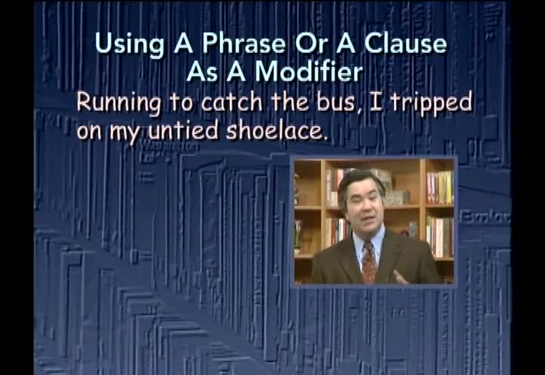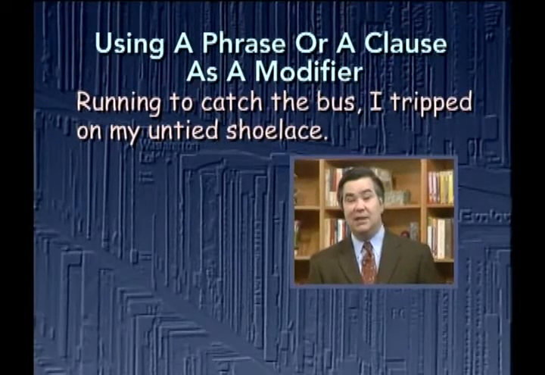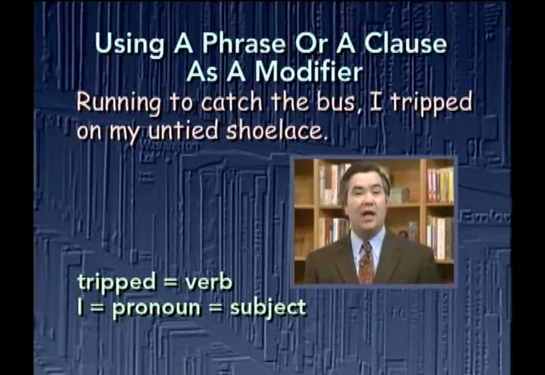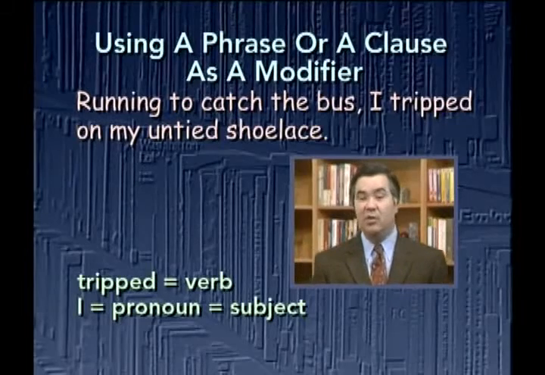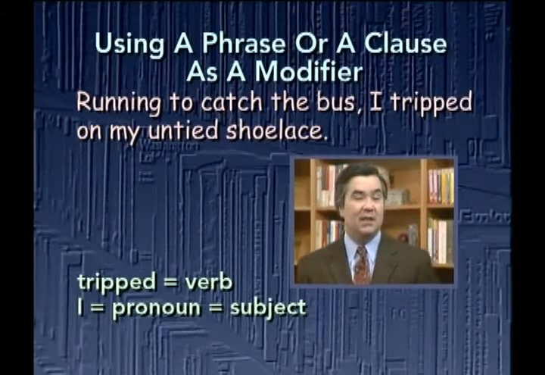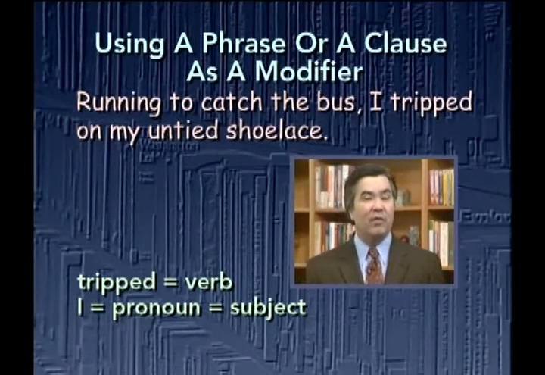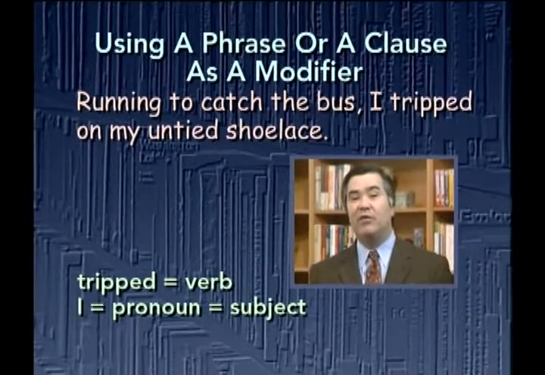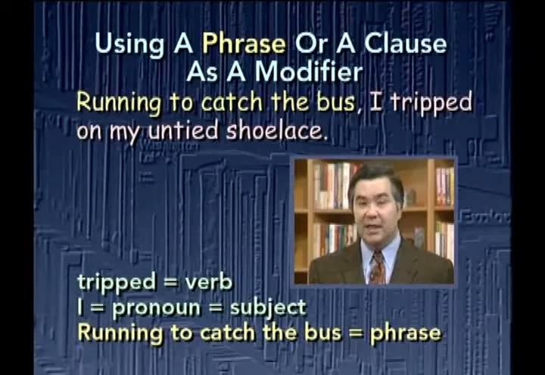Now, what's the main verb in this sentence? It's tripped. The subject is I, the pronoun. I tripped on my untied shoelace. That's the main action of the sentence. The sentence begins, however, with 5 words that are set off by a comma, and they form a separate phrase, running to catch the bus.